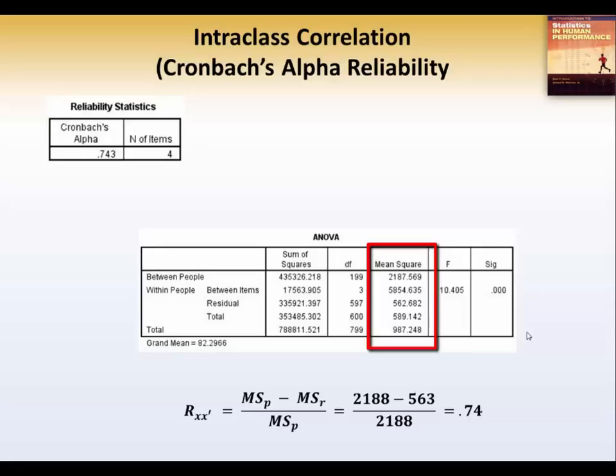So if we were going to do that, RXX refers to the intraclass reliability. Intraclass reliability is equal to the mean square for people minus the mean square residual, divided by the mean square for people. So in our case, that's 2188 minus 563, divided by 2188. That's how we get the intraclass reliability of 0.74. Importantly, that's the reliability across all 4 trials. We'll now illustrate how you can very quickly obtain the intraclass reliability across any number of trials with SPSS.